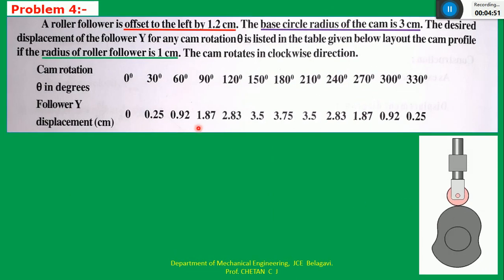So this problem is very much easy. There is a slight difference in the given data. Okay, I was explaining this one. You can see it is covering from 0 to 3.75, the maximum distance that is traveled by the follower.